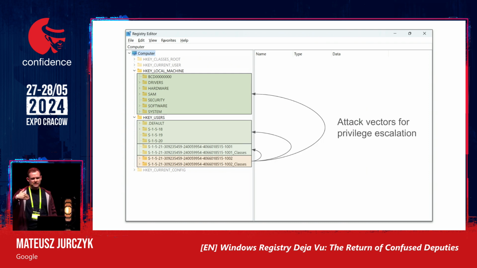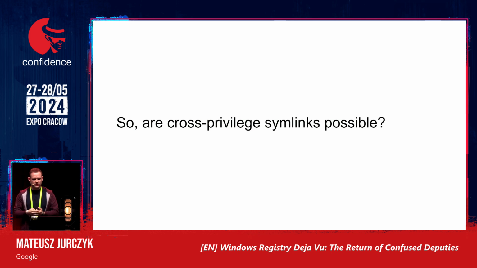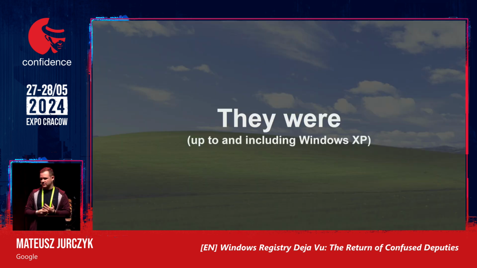So all of these vectors are basically potential for privilege escalation if you can link from your own user hive to either the admin user hive, the system user hive, or any of the HK local machine hives. Something bad can happen. So obviously the question is, if you're doing this research, are cross-privileged links actually possible? And the answer is they were possible up to and including Windows XP.